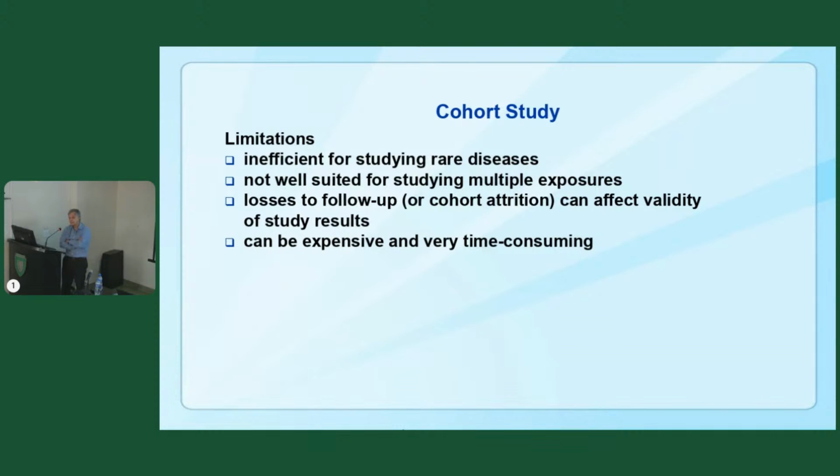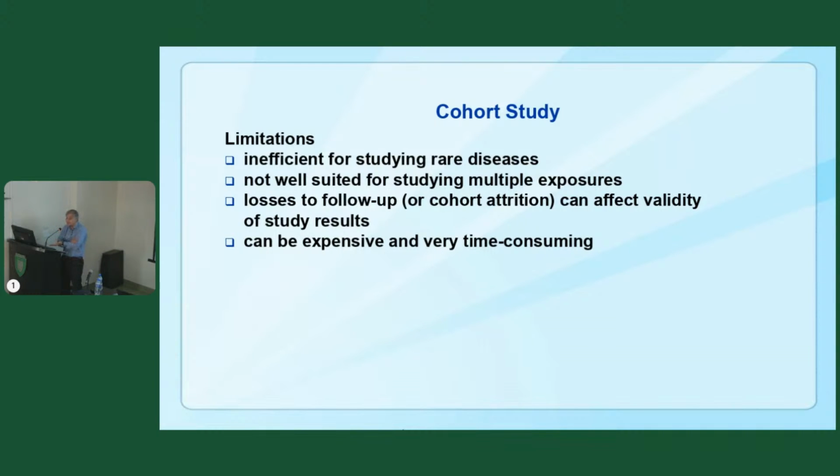If you want to say, oh, I think it's radiation, so let's say we expose these people to radiation. They've been exposed to a lot of radiation. Let's follow them up. You may wait 20 to 30 years. So a rare disease cannot be studied with a cohort study. It's not efficient time-wise. Loss to follow-up affects validity hugely. So do not lose people to follow-up.